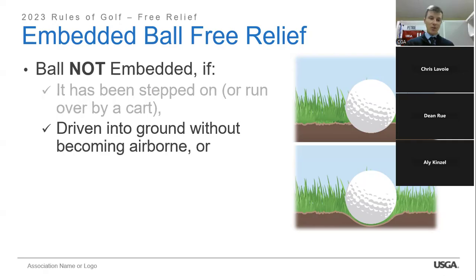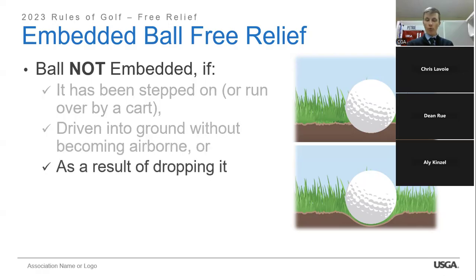Same, it's not embedded if it's just been driven straight into the ground. If you're on a steep upslope and tried to hit a low shot and it's gone straight into the ground, fortunately, that's not embedded. Most likely taking unplayable ball relief in that situation, or as a result of dropping it. So if we're in a very wet area and you drop it and it splats, unfortunately, not embedded.